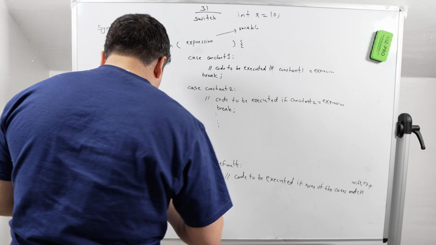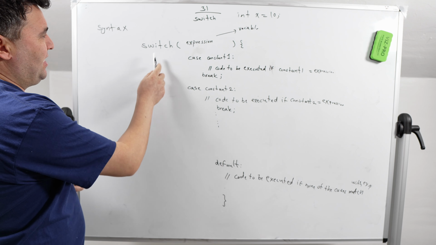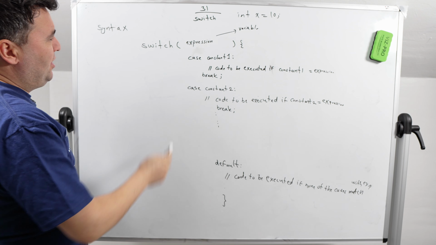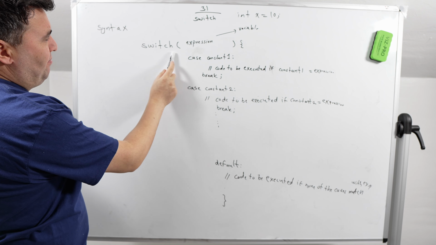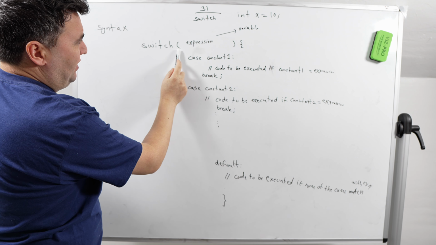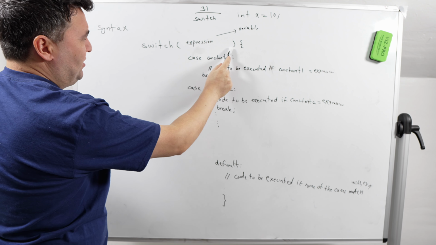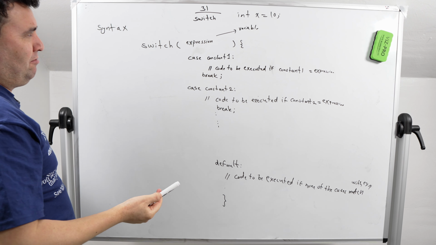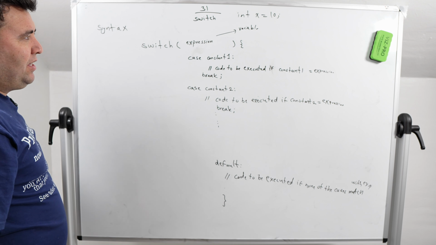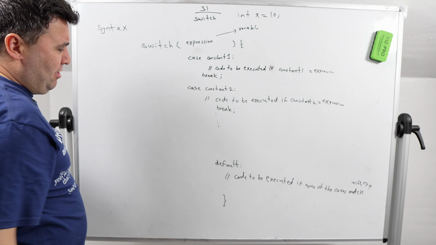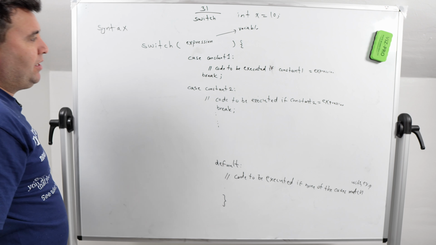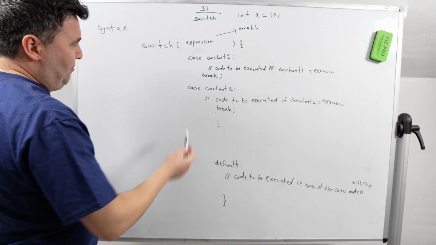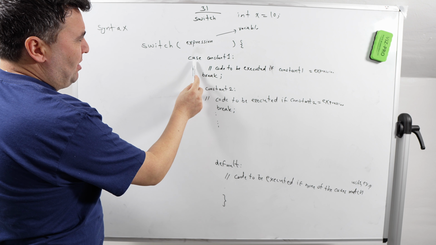So this is the simple syntax of how we can write or implement switch statements in our C++ program. First we have the switch keyword, then we open the parentheses and close them. Inside the parentheses we put an expression. An expression may be a variable like x, and then we open the block of the switch and close the block of the switch. Inside the switch we have multiple cases. The case is also a C++ keyword.